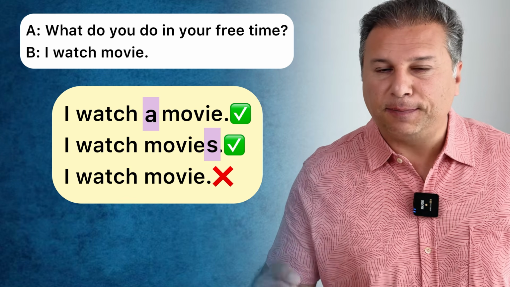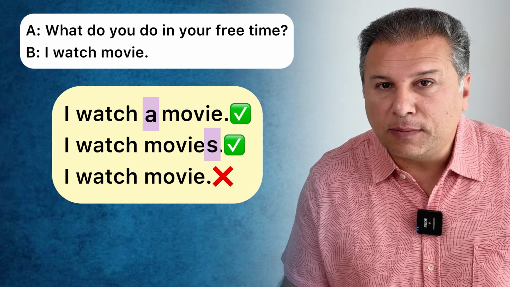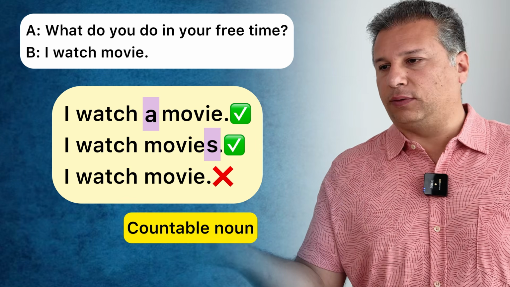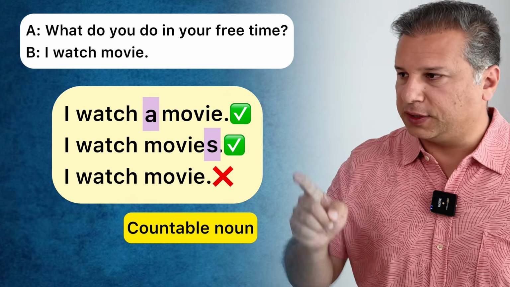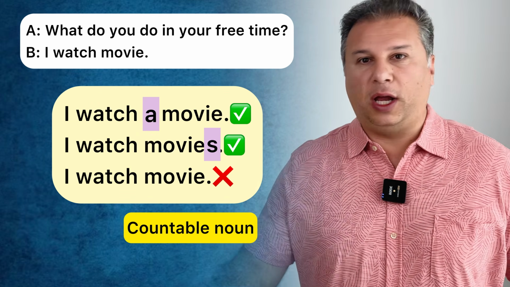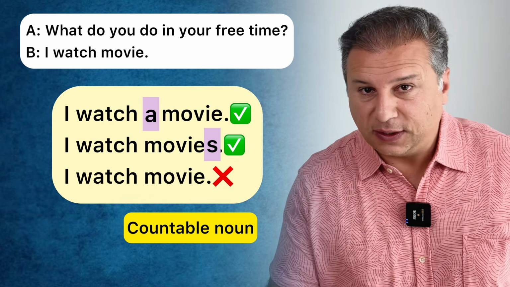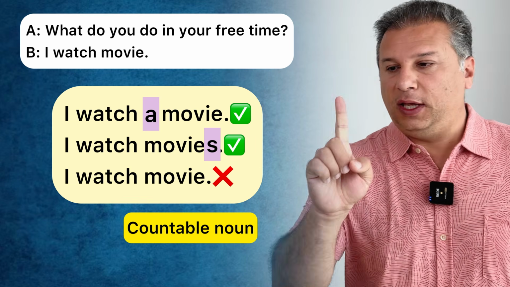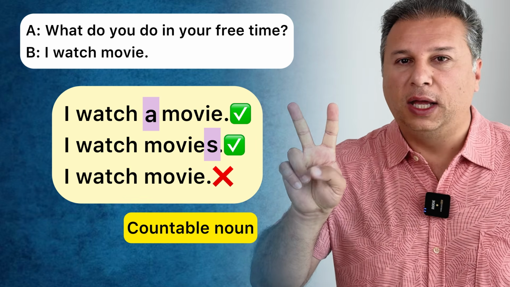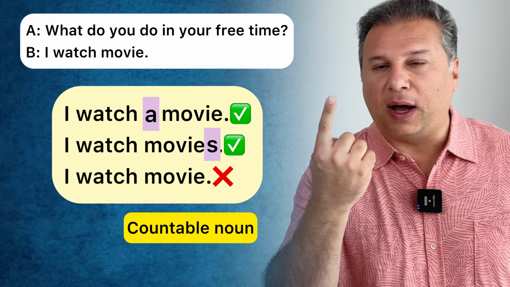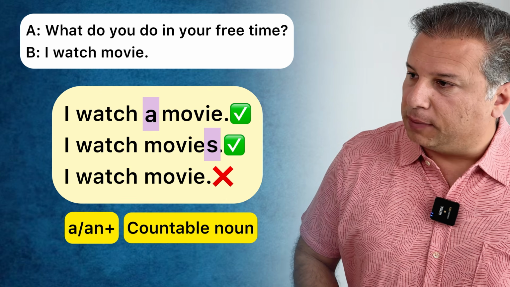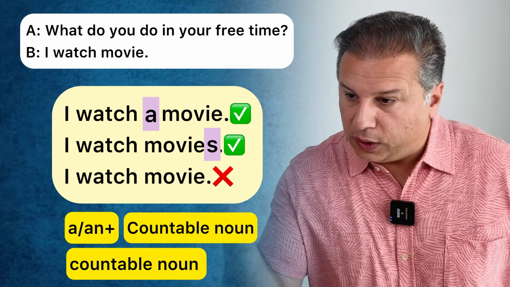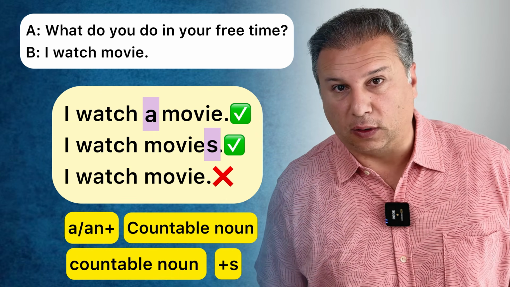The problem is when you have a countable noun. You can count them. 1 movie, 2 movies, 3 movies, cars, apartments, chairs. Countable nouns in a sentence are singular or plural. If you are talking about one, we use a or an. If you're talking about more than one, we use s. We use the plural form.